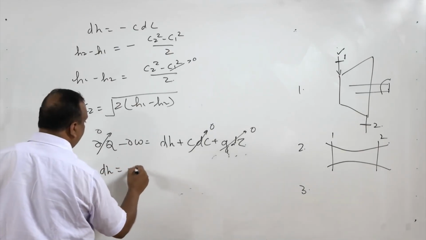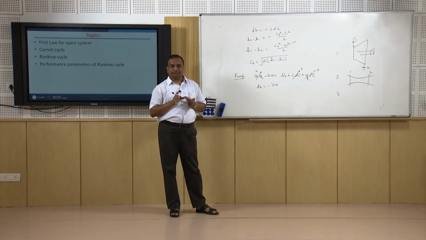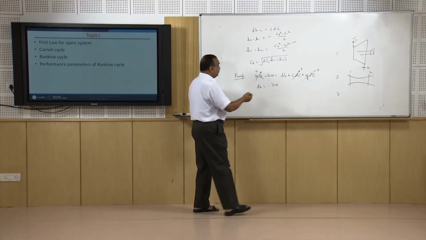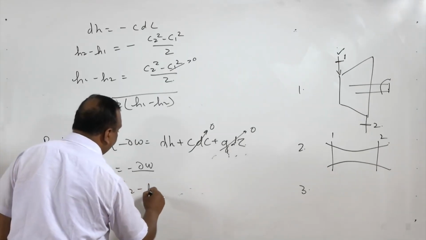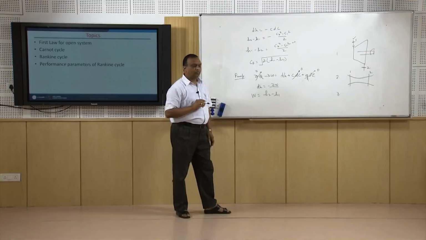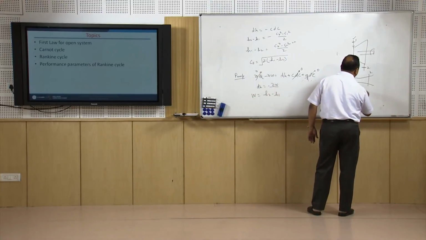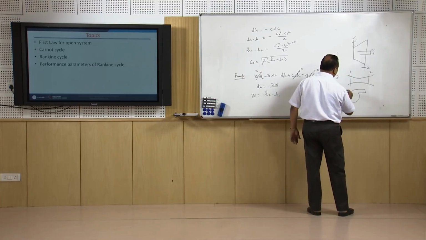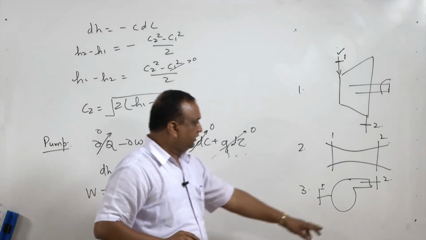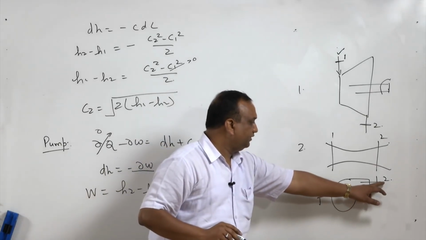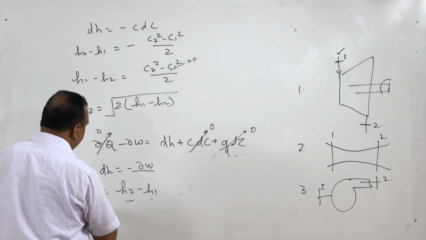So, dH is equal to minus delta W, because in a pump work is done on the system. So, the work consumed by the pump is W, and this is equal to H2 minus H1: the enthalpy of fluid leaving the pump minus the enthalpy of the fluid which is entering the pump. This is state 2 and this is state 1, and H2 minus H1 will give the work consumed by the pump.